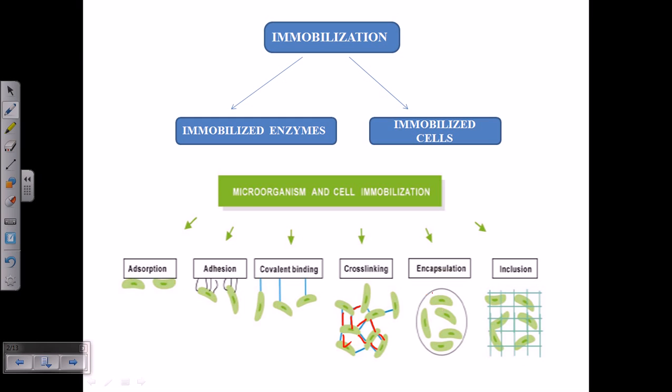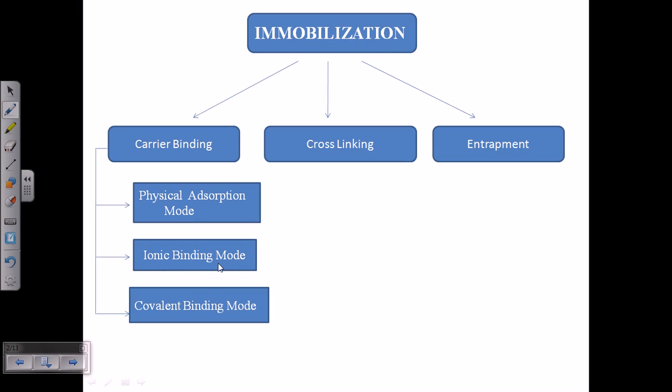Whatever steps we are seeing, adsorption, adhesion, covalent bonding, cross-linking, can be seen in this picture for bacterial cells or whole cell immobilization, but these techniques can be applied to enzyme immobilization also. Instead of the cells, we put enzymes. We can also have entrapment or inclusion, where we produce a matrix and pores are generated in between the matrix, onto which the bacterial cells or enzymes get entrapped.